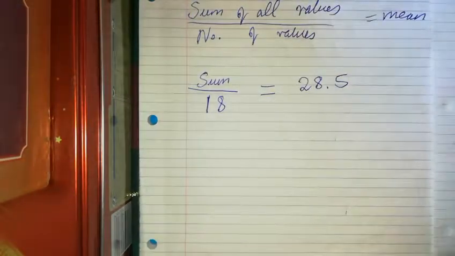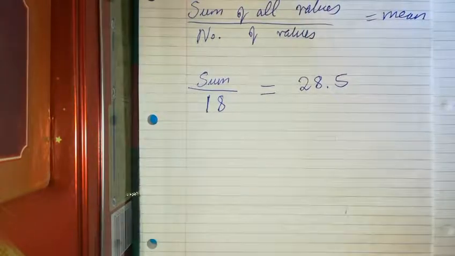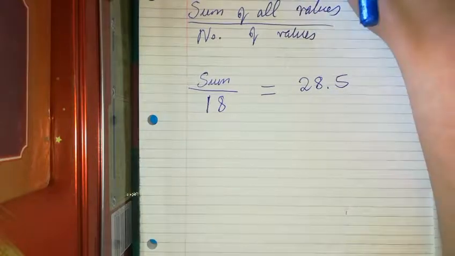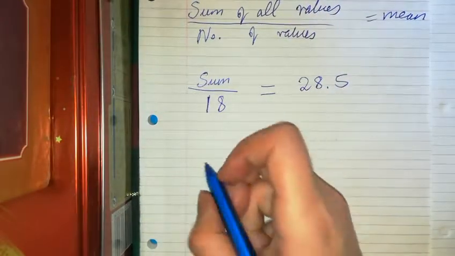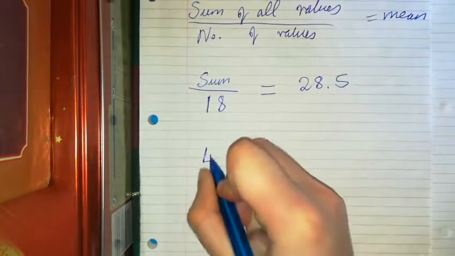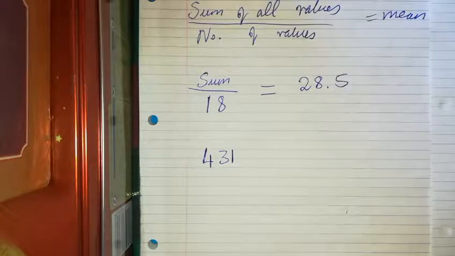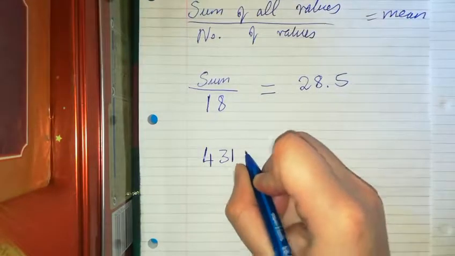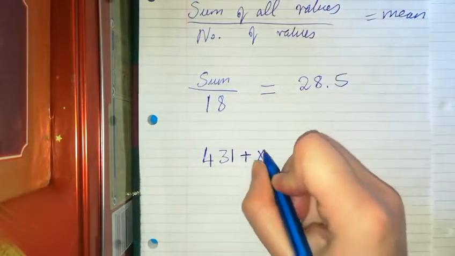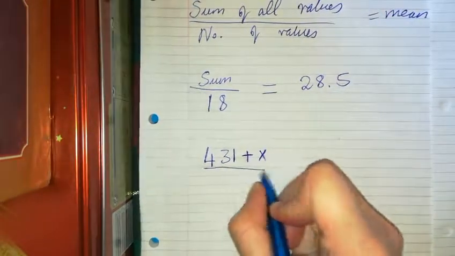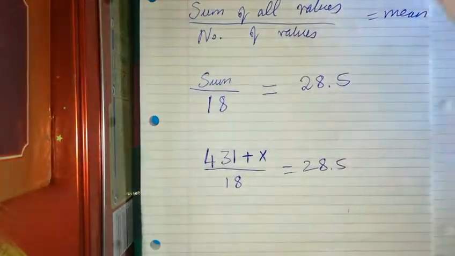But we know that the sum of the values that were sold from week 1 to 17, which they told us already, was 431. So the sum up to week 17 was 431. And let's say let X be the amount of copies sold in week 18. So 431, that's up to week 17, and then X is the number in week 18, and then that's all divided by 18 is equal to 28.5.